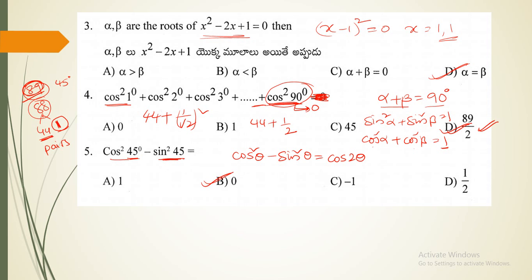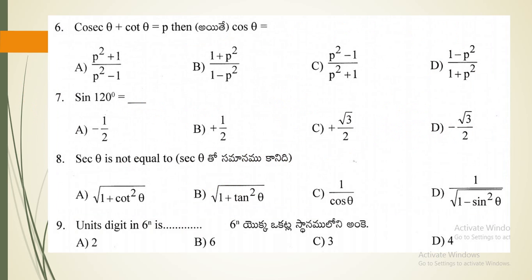So this you are going to get in your higher studies. So cos square theta minus sin square theta is nothing but cos 2 theta. Here theta is 45, so instead of theta, if you replace 45, this is cos 90 degrees. So what is the value of cos 90? 0, right? Next, moving on to one more question.